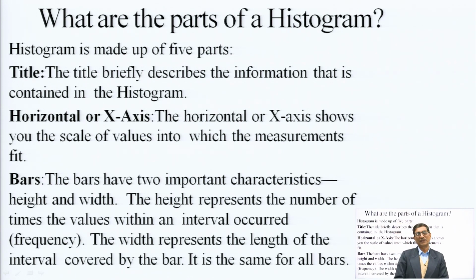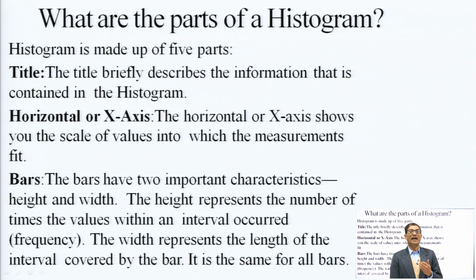What are the parts of a histogram? A histogram is made of 5 parts. When we draw or prepare a histogram, these are the main 5 points. First, the title. We should write a title that briefly describes the information contained in the histogram. This is the first and important part of a histogram. Second, the horizontal or x axis.